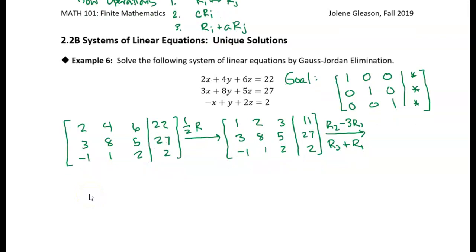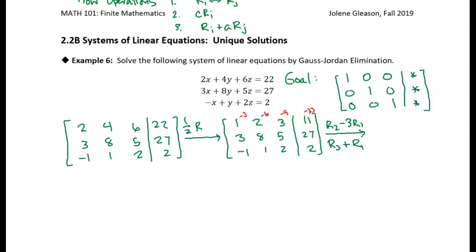All right. So I'm going to make a little note to myself as far as what is negative 3 times row 1. So negative 3 times 1 is -3. This is going to be -6. This is going to be -9. And this is going to be -33. Just making a little note to myself.